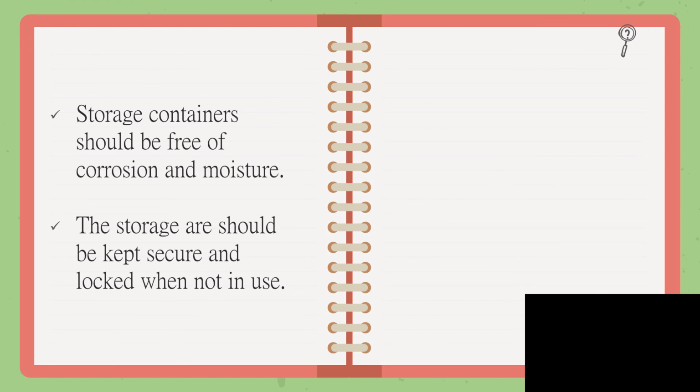Then number 9, storage containers should be free of corrosion and moisture. So, dapat walang mga singaw o butas-butas yung ating mga containers. And then number 10, the storage area should be kept secure and locked when not in use. Lalo na kung may mga kapatid tayong maliliit or may baby sa loob ng bahay, dapat nakakandado yung mga cabinet o nakalagay sa hindi nila maaabot yung ating mga chemical.